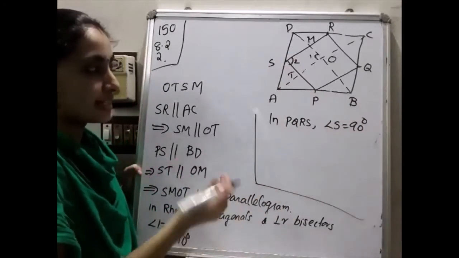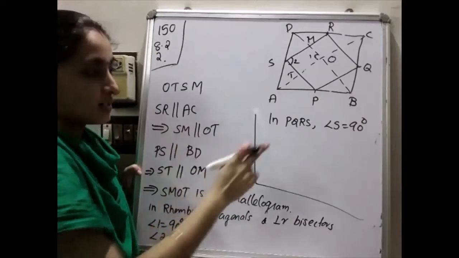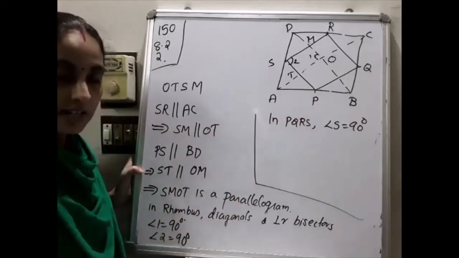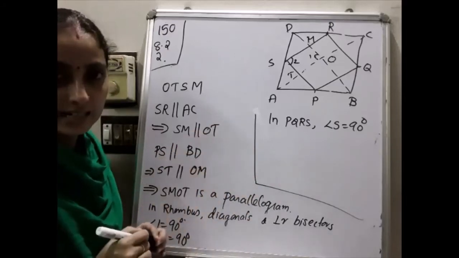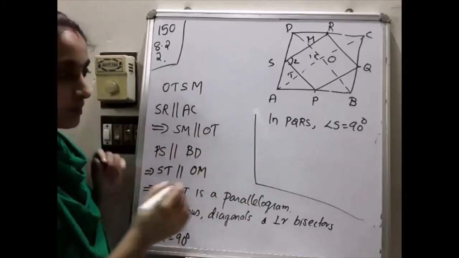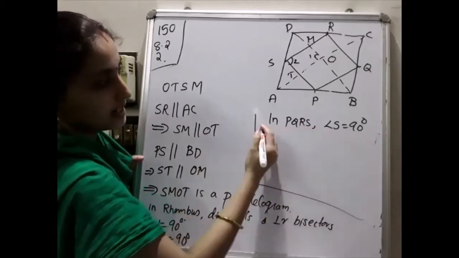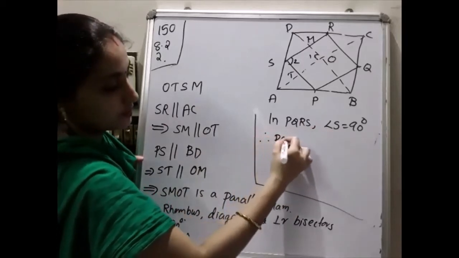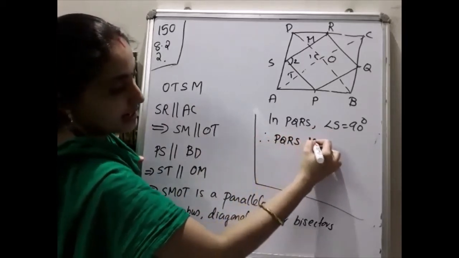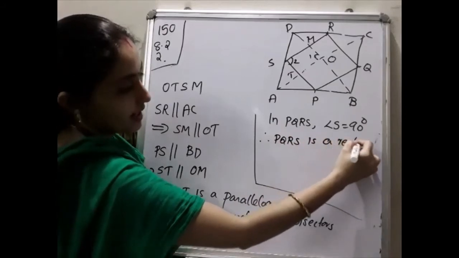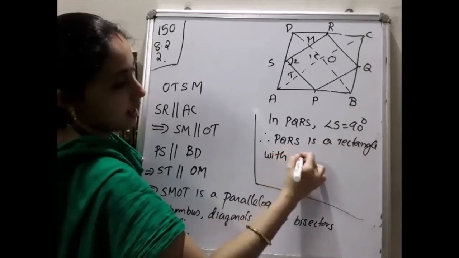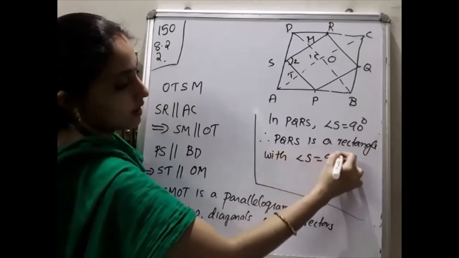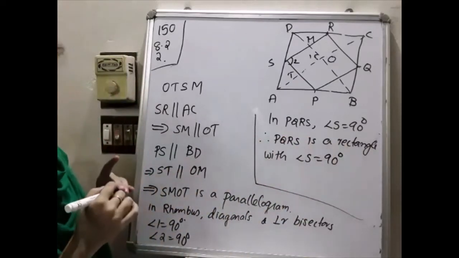That means what we can say? PQRS is a parallelogram with one angle 90 degrees. Hence proved. Therefore, PQRS is a rectangle with angle S equal to 90 degrees. Okay, so hope you clear this question.